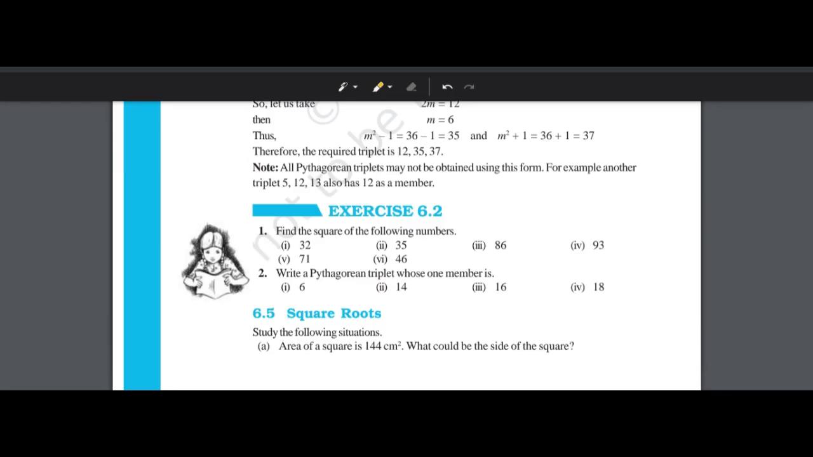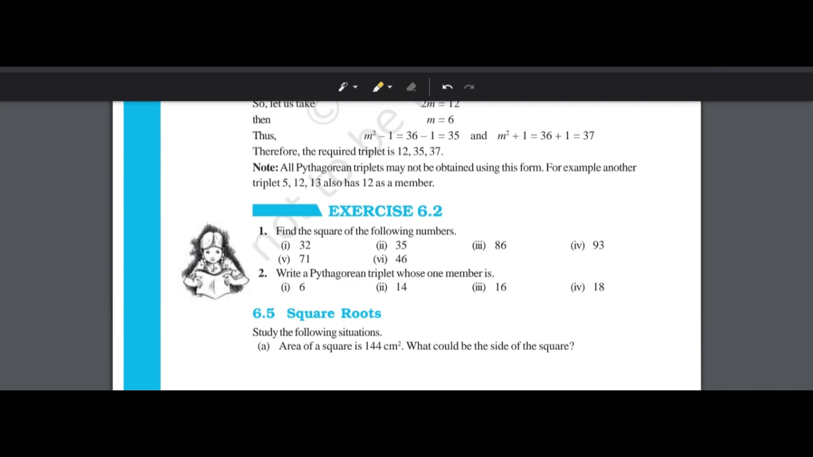So can you do the part number 2 for me? Yeah, ma'am. Simply you have to do with the 2m and you will get the value of m. You have to put the value of m in m square minus 1, m square plus 1. Then you will get the exact triplet.